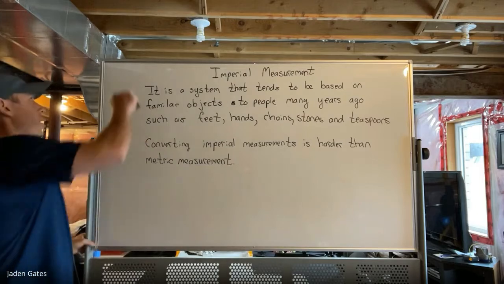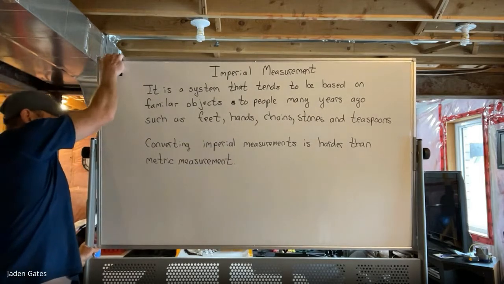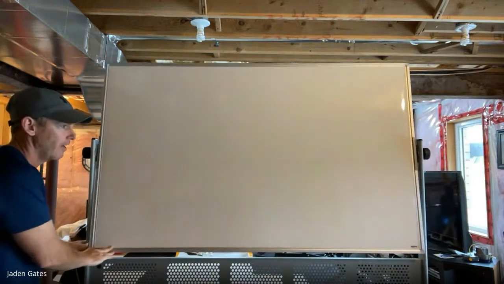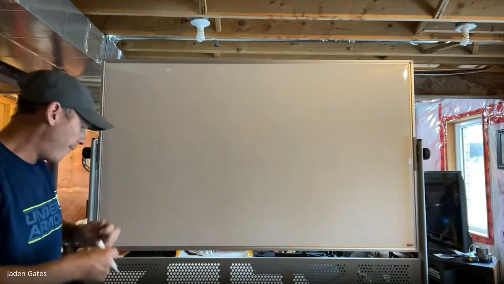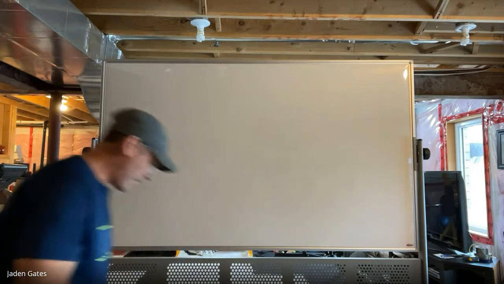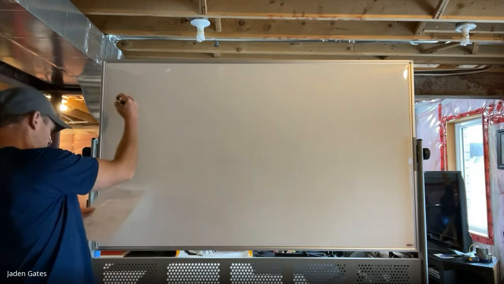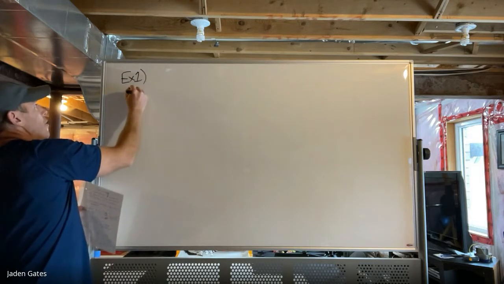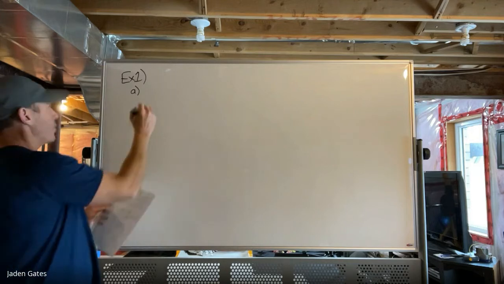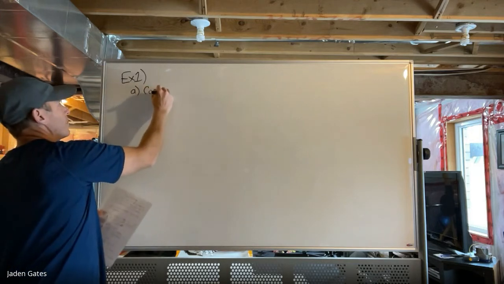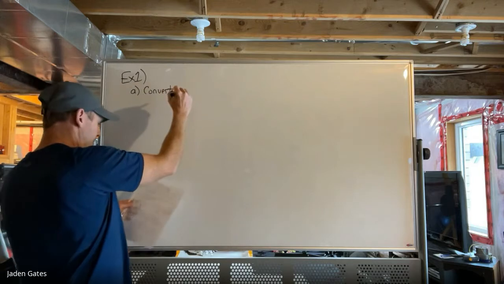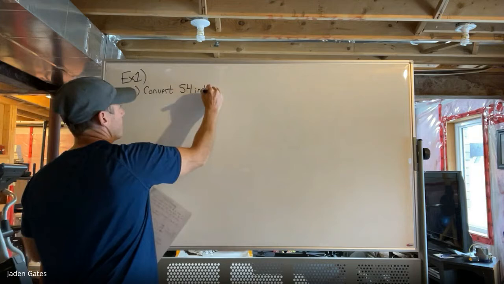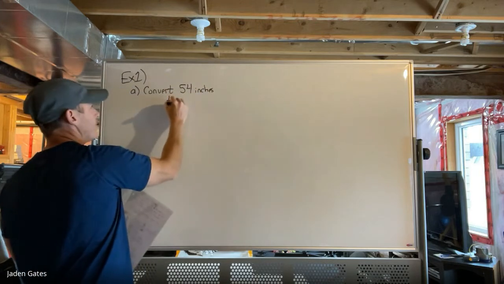All right, so on that note, here we go for a few examples. I'm going to make sure my whiteboard doesn't do a spin or a fly. All right, so there we go. Our first example, we'll call this example 1. Part A is I want to convert 54 inches to feet.